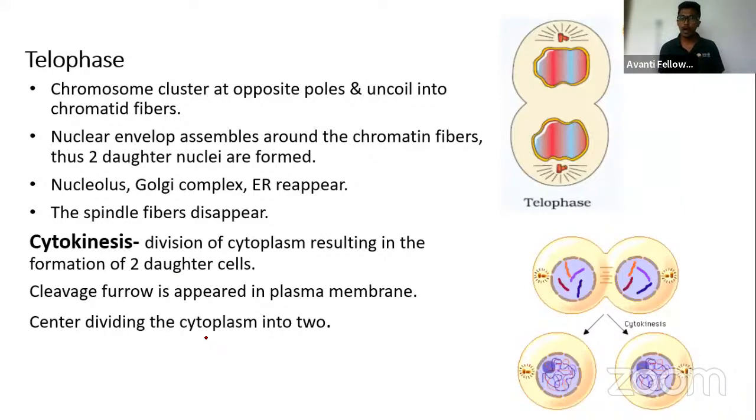By the end of anaphase, what should happen? The spindle fibers would have done their job. Once the chromatids have come to the opposite poles, there is no use of the spindle fibers anymore. So once they have reached that point, the spindle fibers detach from the kinetochores and they start dissolving.